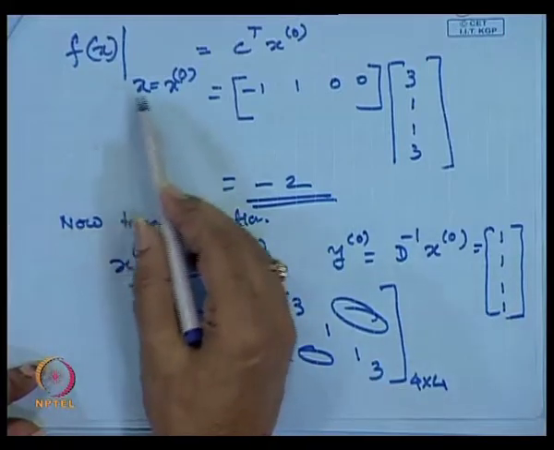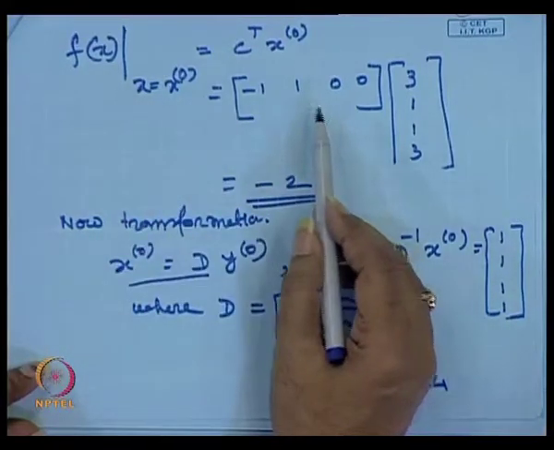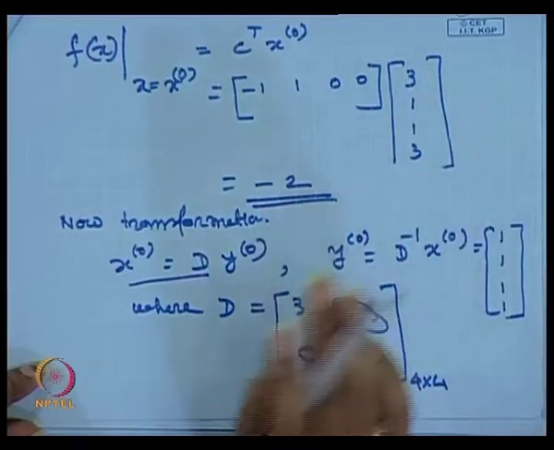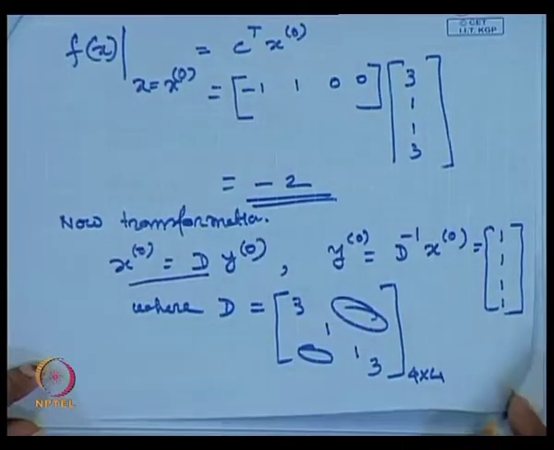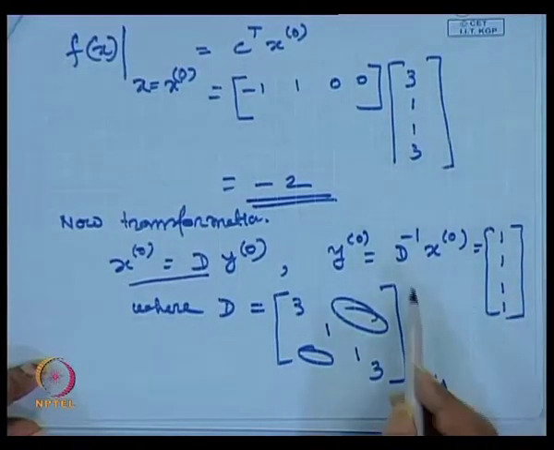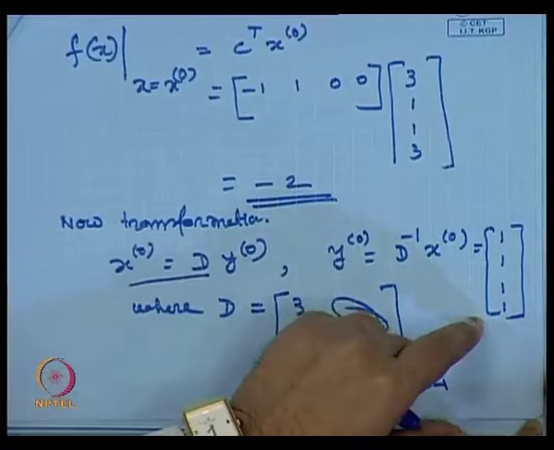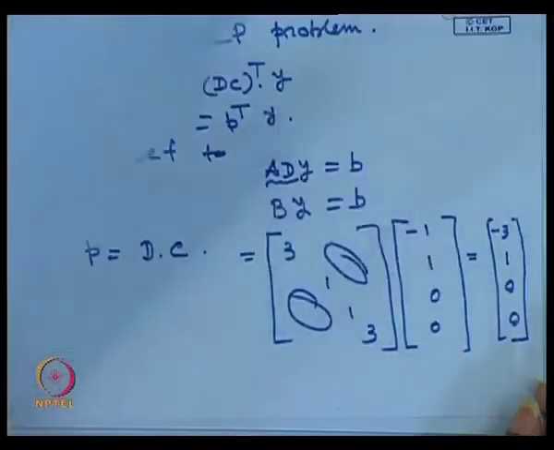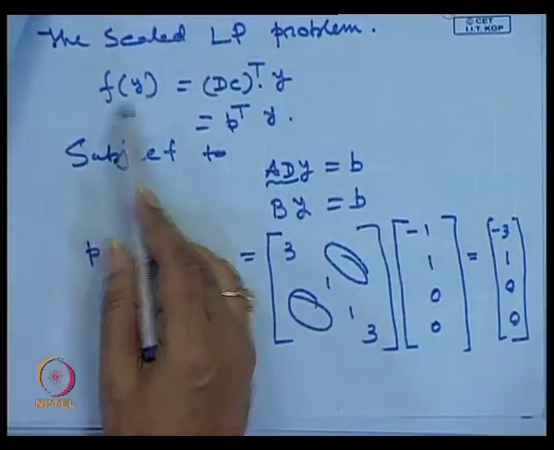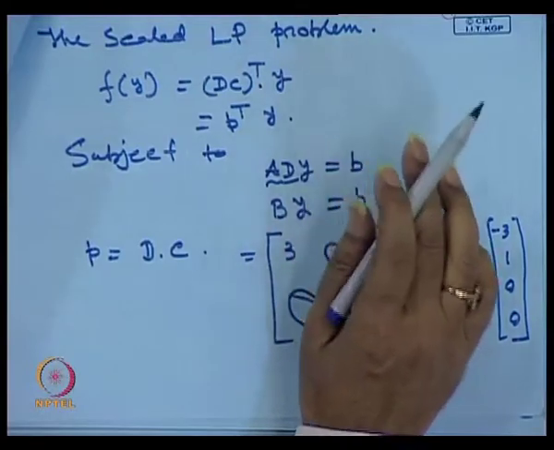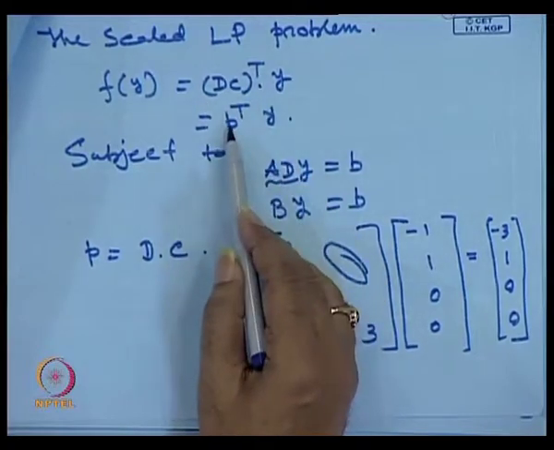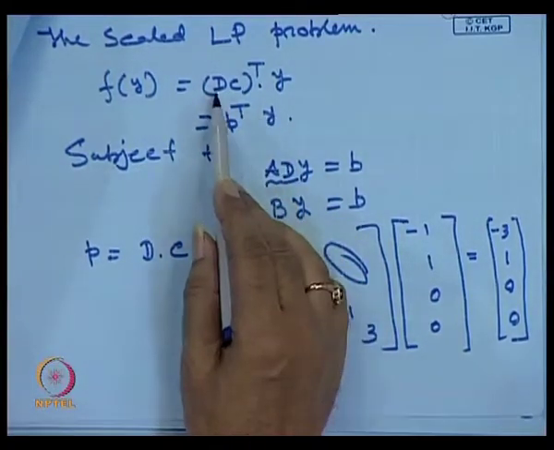If you look at our objective function at the original interior point, this value is minus 2 at this moment. Our job now is to move in the transformed coordinate axes, and also to find out the objective function value in the transformed coordinate axes. In the scaled LP problem, f(y) is nothing but c transpose x, and x is D into y. So, this is nothing but p transpose y, and p is D c.